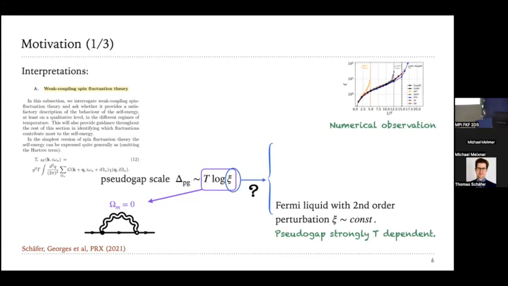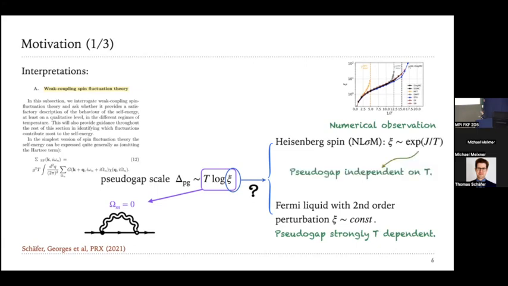However, numerically, they found that the spin correlation length actually has a Heisenberg behavior, namely that it scales exponentially with 1/T, so that it diverges at low temperature. And if you plug this ξ into this form, you will find that the pseudogap is independent of temperature, which is consistent with the numerical observations.